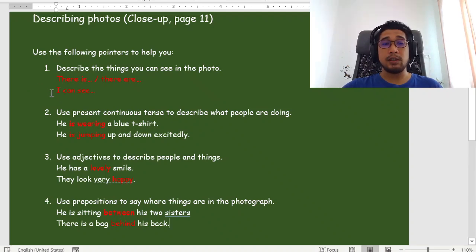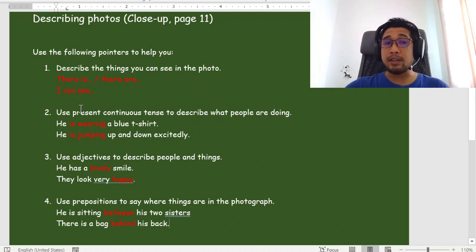Or you can also say I can see. What can you see? I can see people having fun. I can see people smiling.